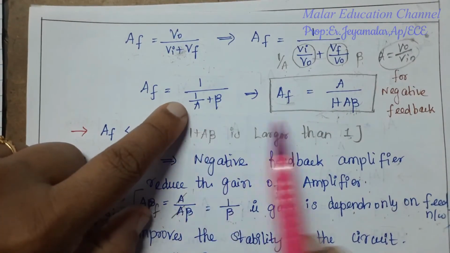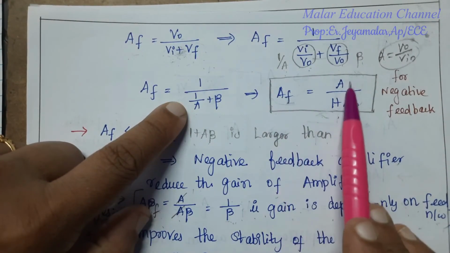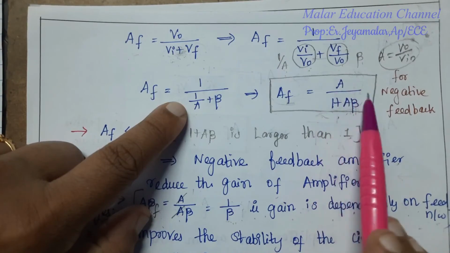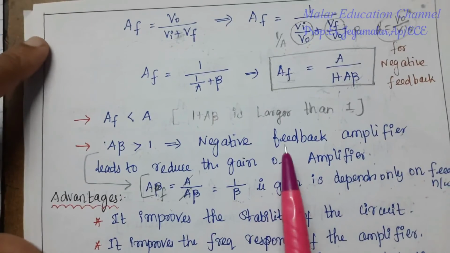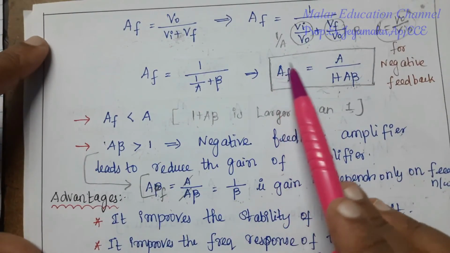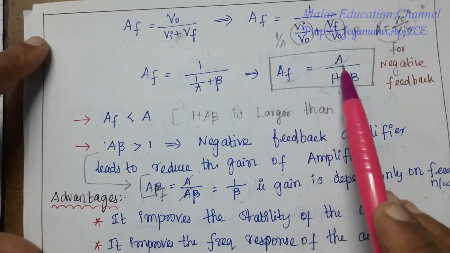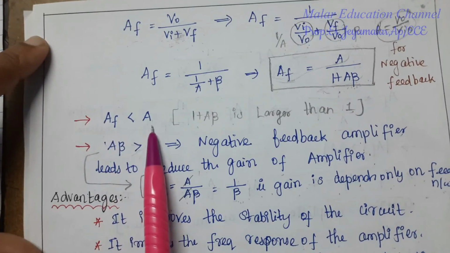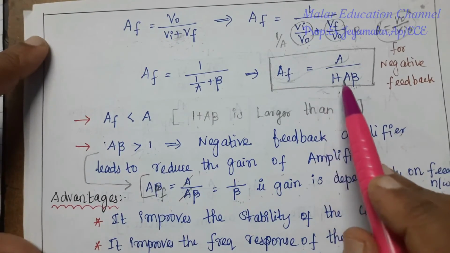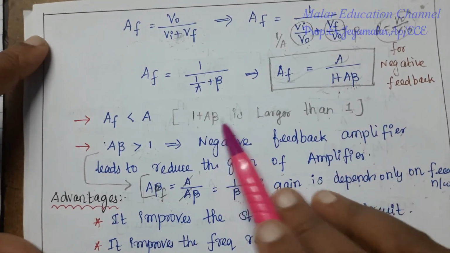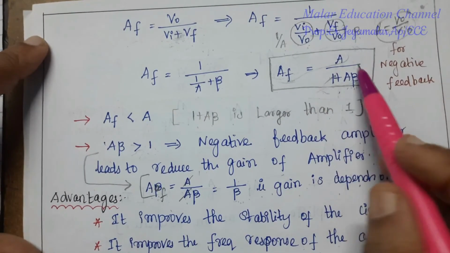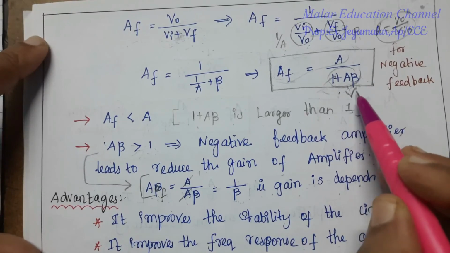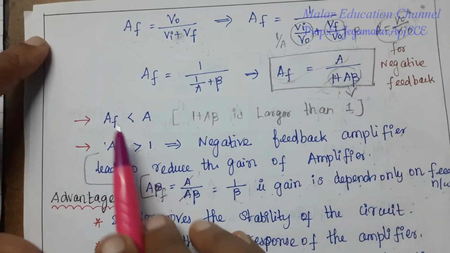Next step, take the LCM. So AF equal to A divided by 1 plus A beta. Here also 2 points noted. To compare feedback gain along with ordinary gain, if AF less than A means, this is the numerator, this is the denominator term, 1 plus A beta is greater than 1, that is, the 1 can be neglected. That's the meaning. Then only we get the answer as AF less than A.